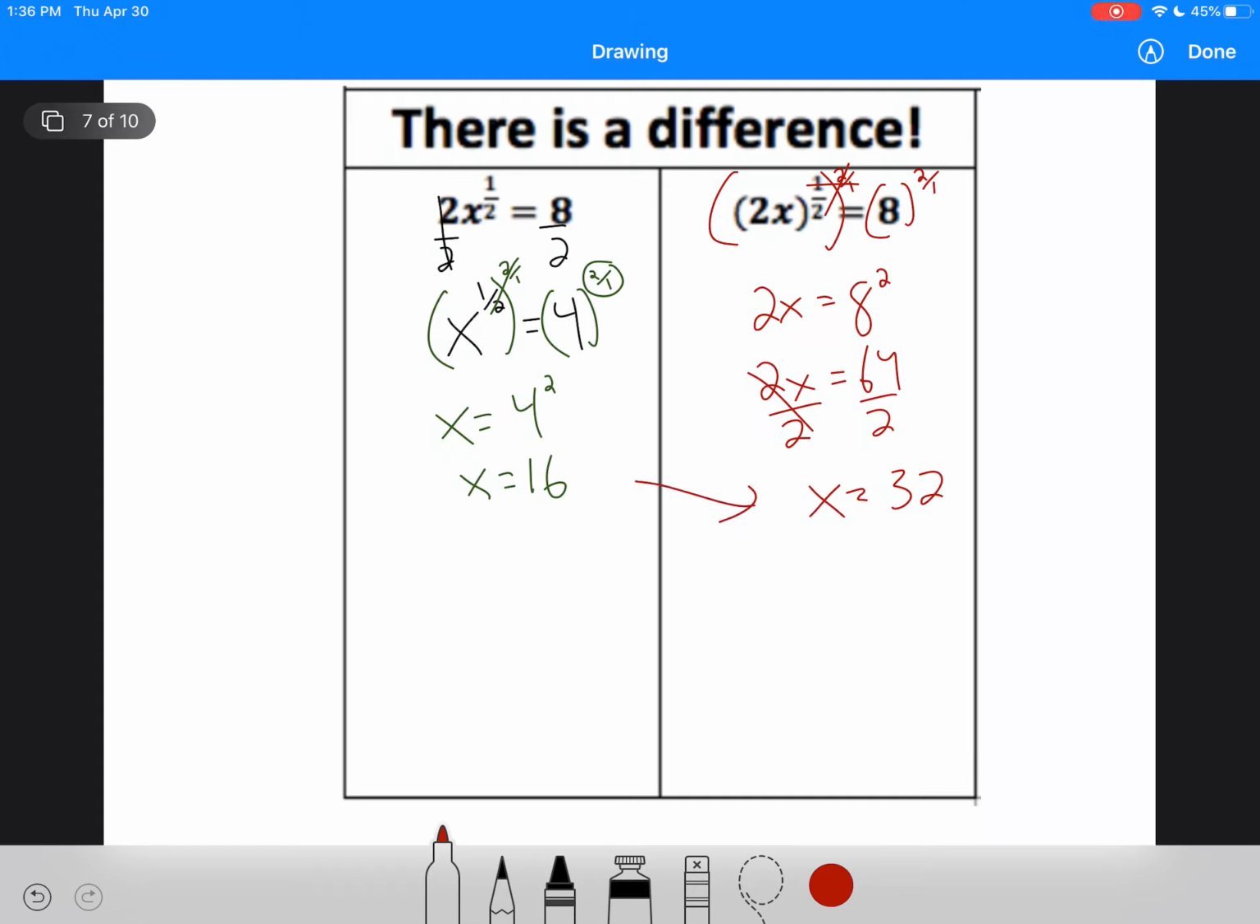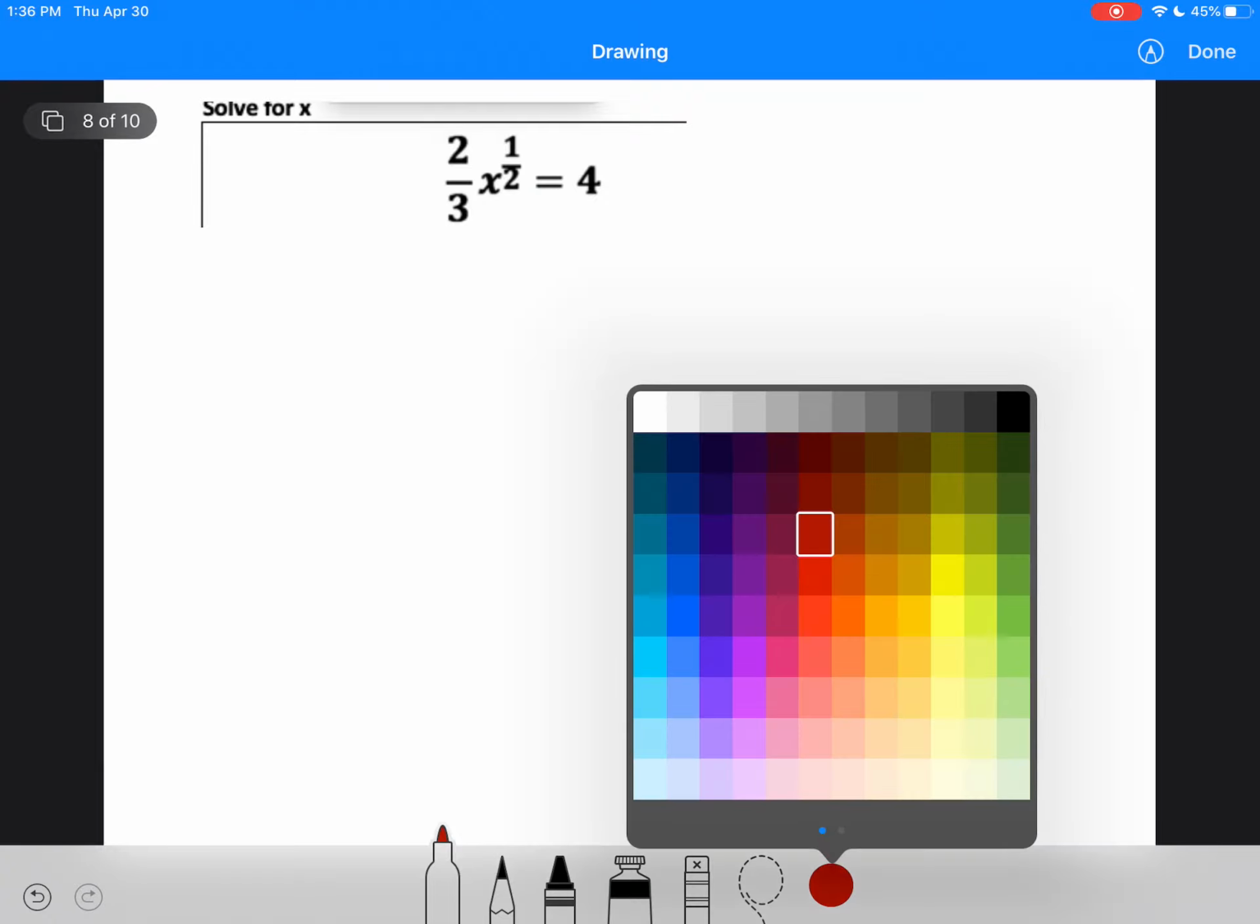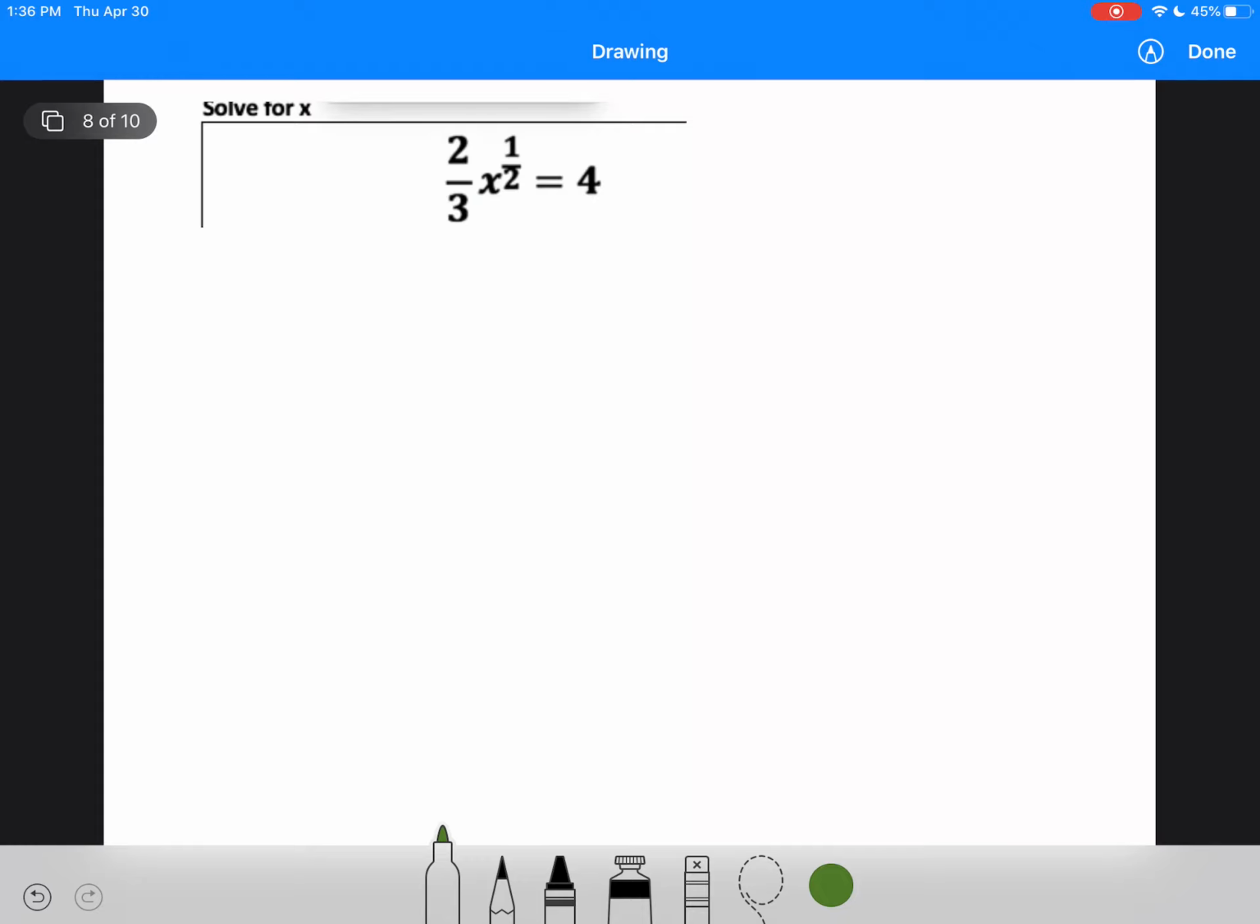And then you divide by 2. You're going to end up with x equals 32. So you can see you get different answers. It's different if you have a parentheses or if you don't have a parentheses. Just important to note there. Okay? All right, let's do 2 more problems.